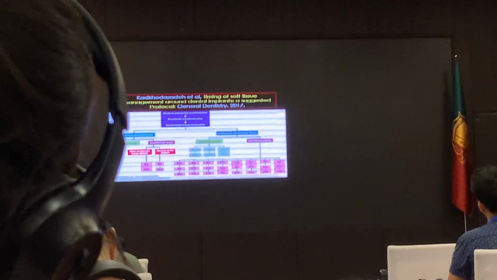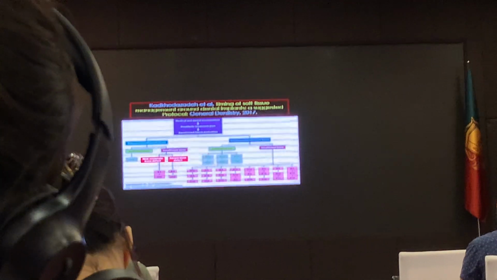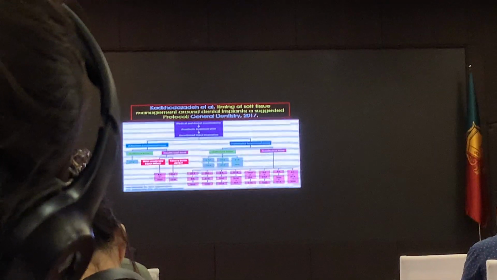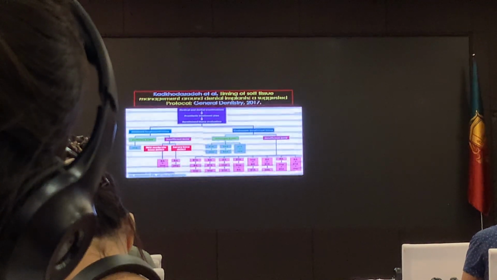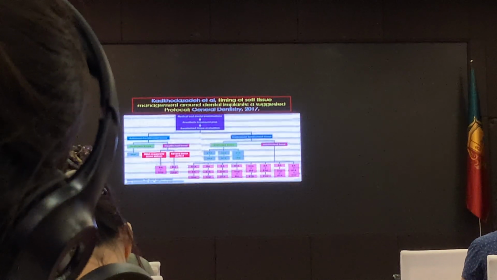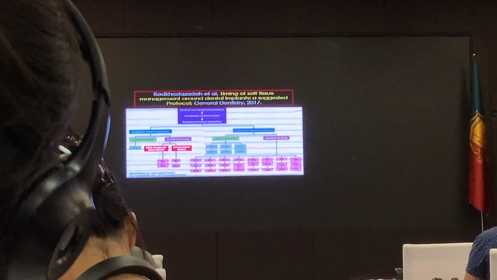So the left side, these three scenarios, you can do your soft tissue first, or your bone graft first, right? Then let it heal. Then the second stage, you can do either your bone graft after soft tissue, or your soft tissue after bone graft, or your implant after bone graft. So look at the three options here.